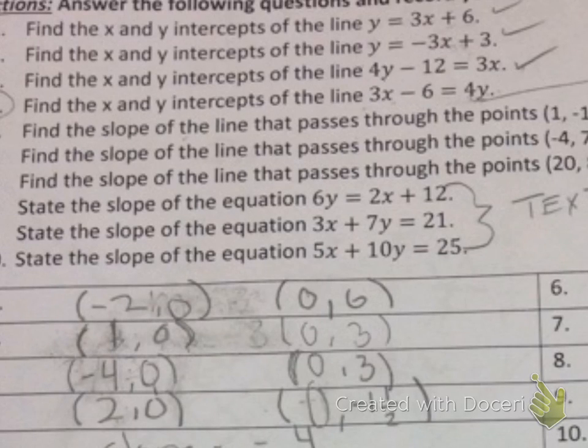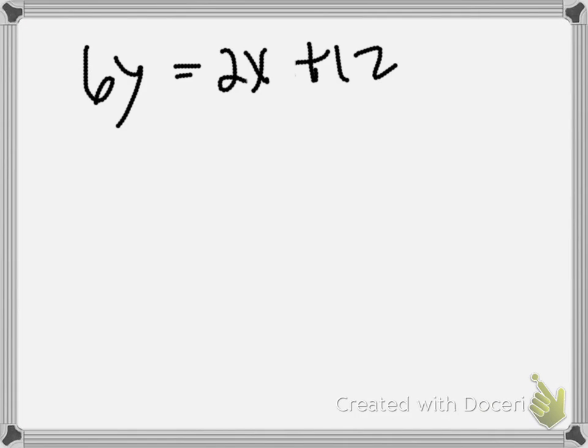The first problem here is 6y is equal to 2x plus 12. So we'll solve that one in here. I know they're asking you to solve for the slope. So let's get to it.